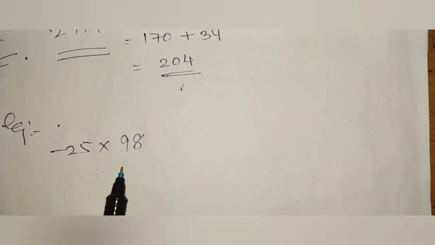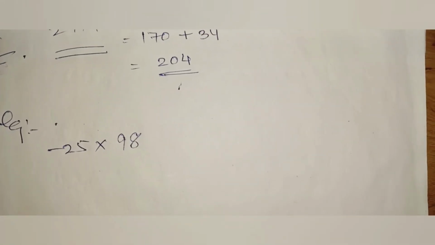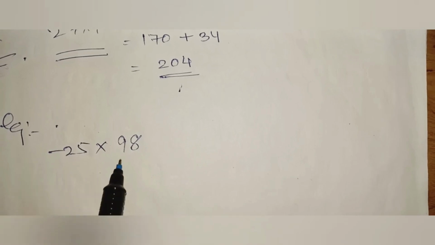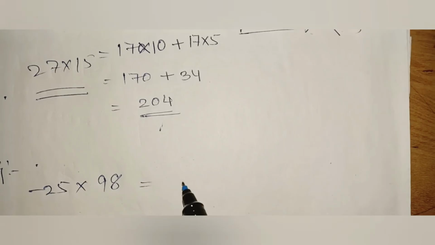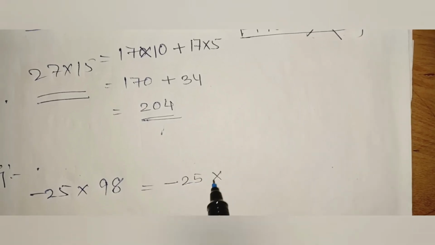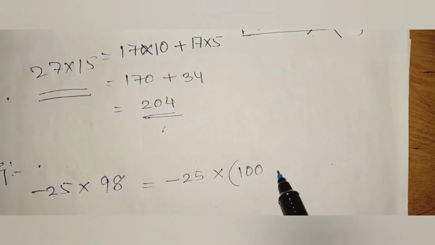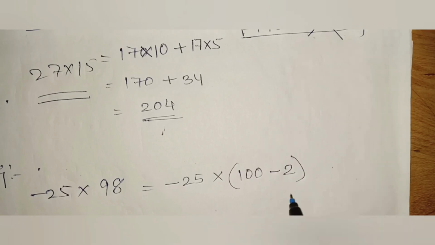Let us take a negative number, minus 25 into 98. You need to solve this. So it will be a tiresome and time-consuming job. So you can do one thing. You can use the property here: minus 25 into, can we write 98 as 100 minus 2? Can we write it like this?